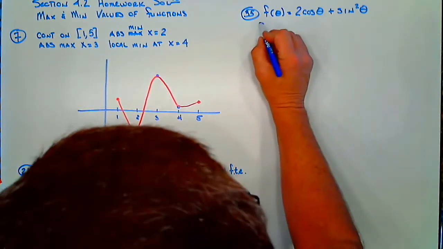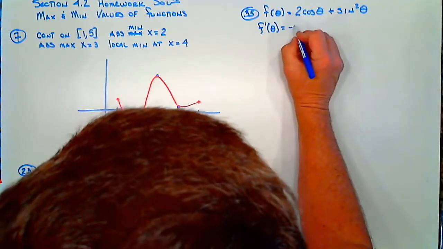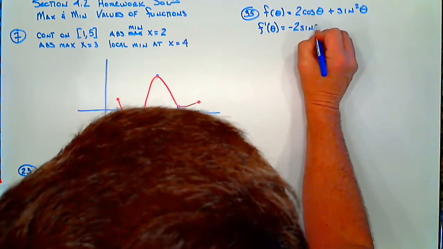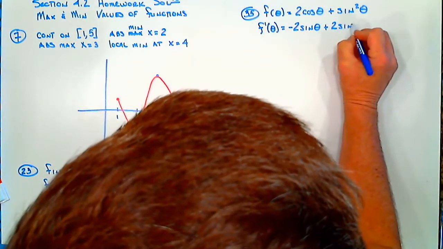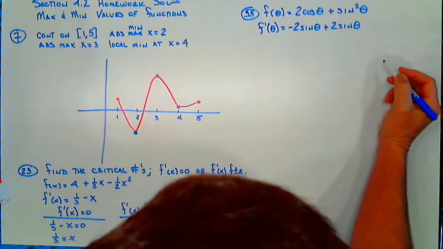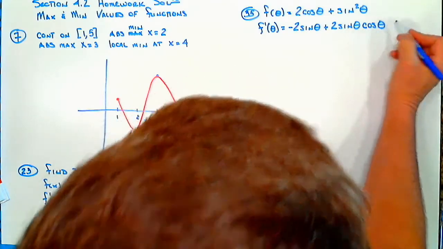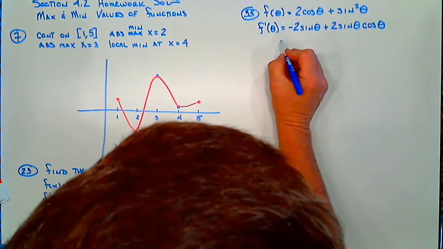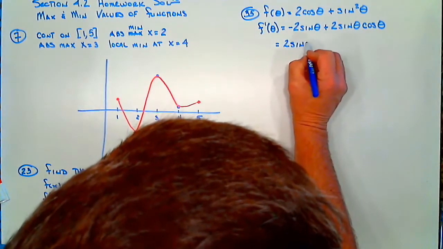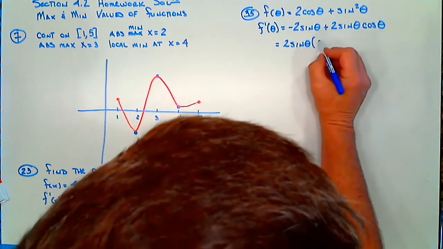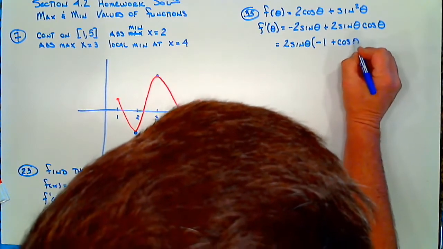So from here I'm going to take the derivative, right? F prime of theta is equal to, the derivative of 2 cosine theta is minus 2 sine theta. The derivative of sine squared, of course, is 2 sine theta, right? Power rule, down comes the 2, times the derivative of what's inside, the chain rule, times cosine of theta. Now, if we factor this out, we can factor out a 2 sine theta, and that's going to leave me negative 1 plus cosine of theta.